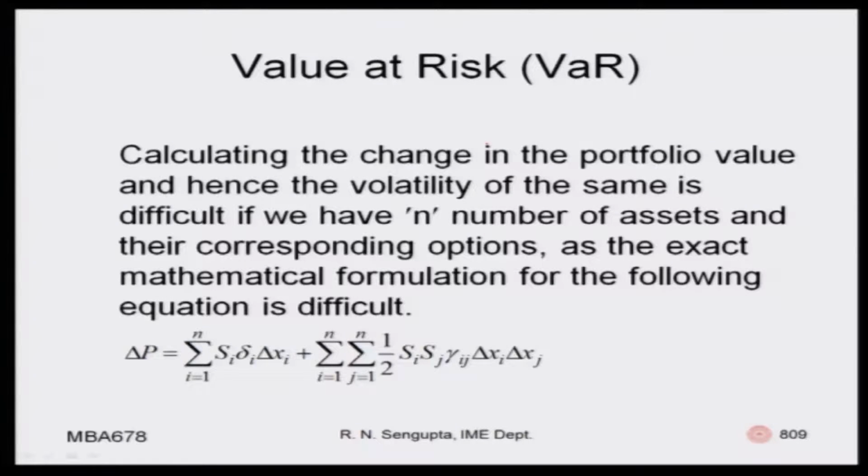Calculating the change in the portfolio value, and hence the volatility of the same, is difficult if you have n number of assets, because finding out the cross VaRs becomes difficult, as you will not have any relationship or information about that. The exact mathematical formulation of the following equation is difficult to find, because as I mentioned, the first part is for the linear part and the second part is the second derivative, and obviously there are other terms which we have omitted purposefully in our calculations.